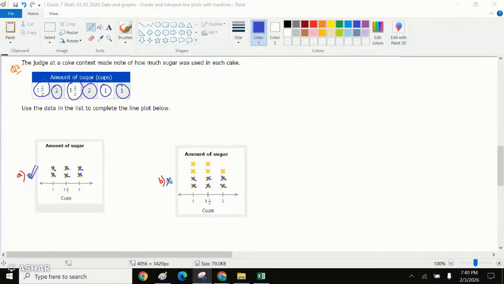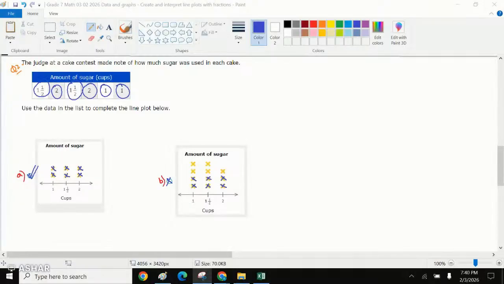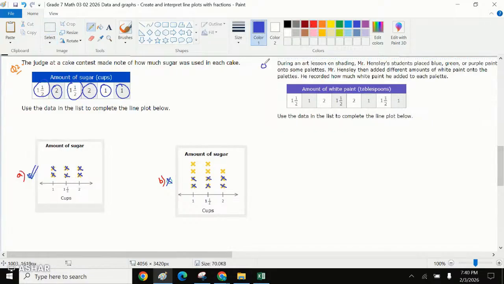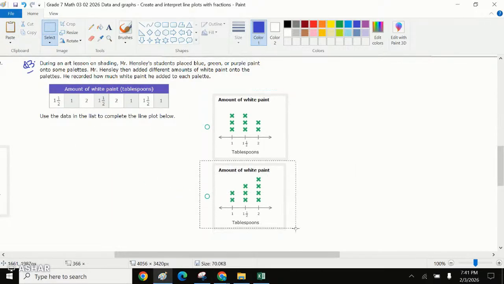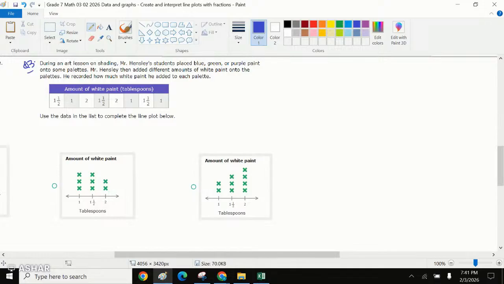Let's see another question. This is again the color palettes. Let's do this quickly. We have done a similar question. So question number 3 says, during an art lesson, these were the colors that were mixed together, and which graph shows the amount of white paint? Out of these 2, which will show us the correct value of the paint? Would it be option number A or option number B?